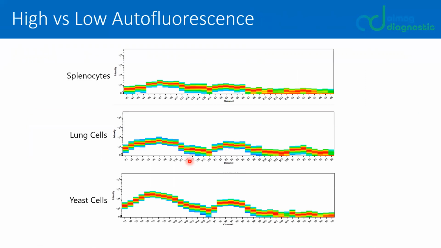So let's look here at the autofluorescence of three cell types. We are looking at splenocytes, lung cells, and yeast cells. While splenocytes have very low autofluorescence in all channels, the lung cells and yeast cells have quite high autofluorescence, especially in the violet laser channels. Also notice that the signatures of the autofluorescence are unique. So we can extract these autofluorescent signals by unmixing, same as with fluorescent dyes.